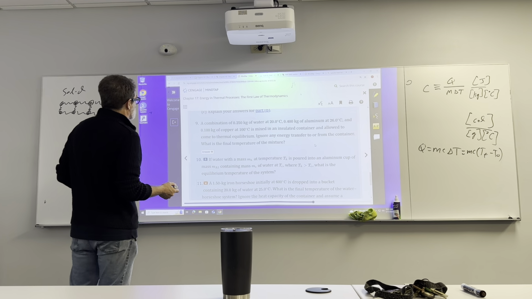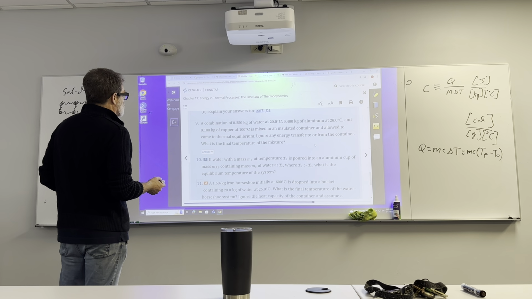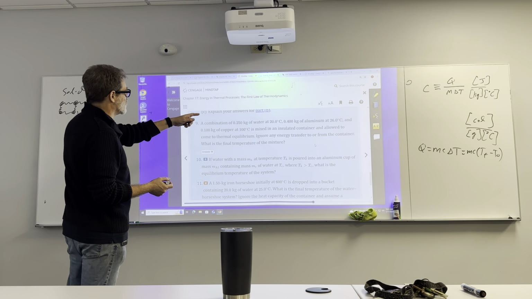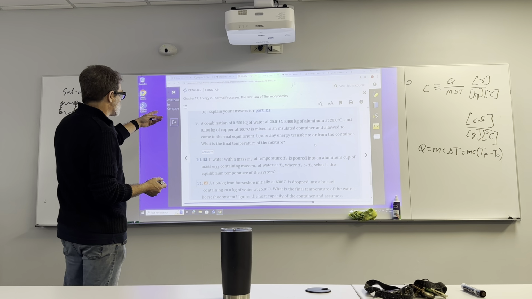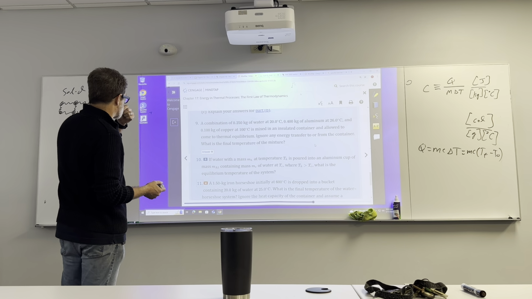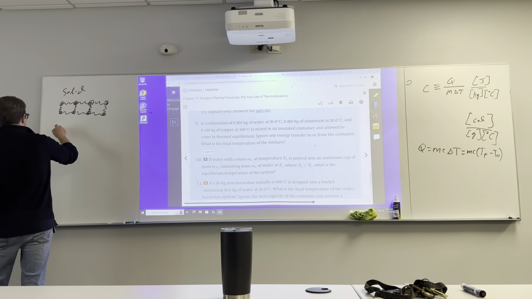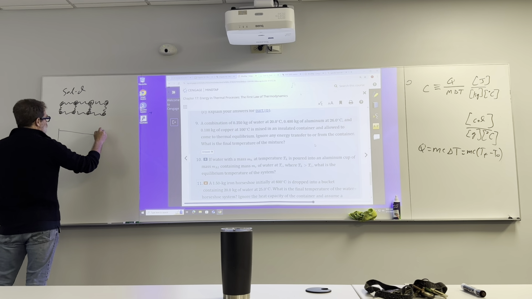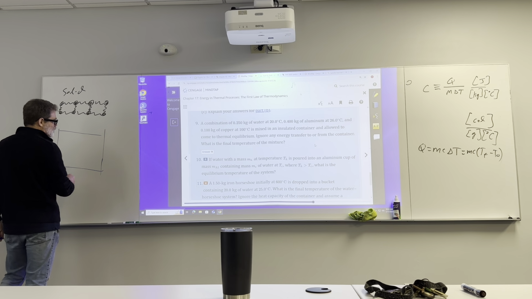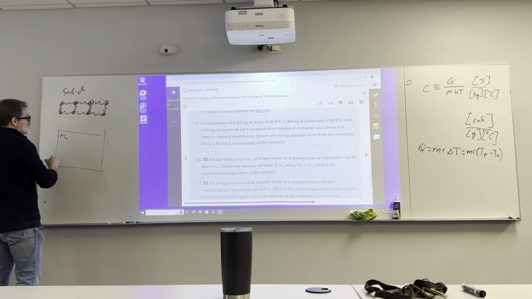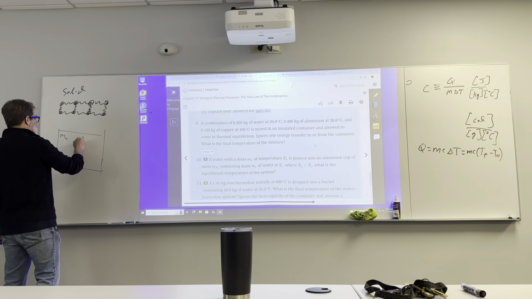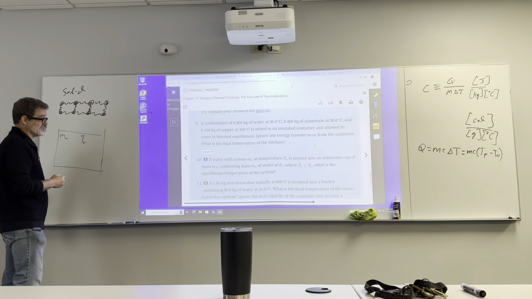Right, so we got water, we got aluminum, and we got copper. Which is my cold object? For sure, water. So here's my water in the container. And what do I know about water? I know the mass of water, and I know the initial temperature of water. Let's call it TW, right? Make sense?